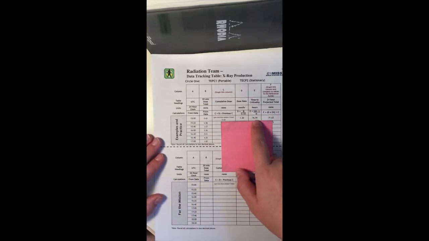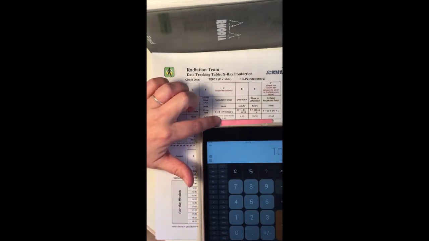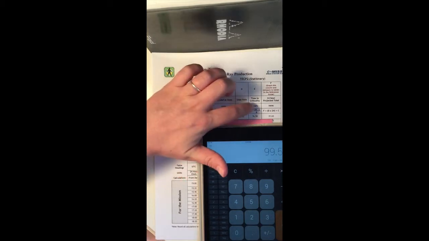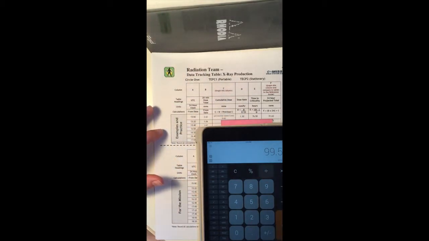In this case, you're going to take 100 minus C, which we had as 0.43, which equals 99.57. Then we divide it by the rate, which is 1.3, so 99.57 divided by 1.3 equals 76.59.